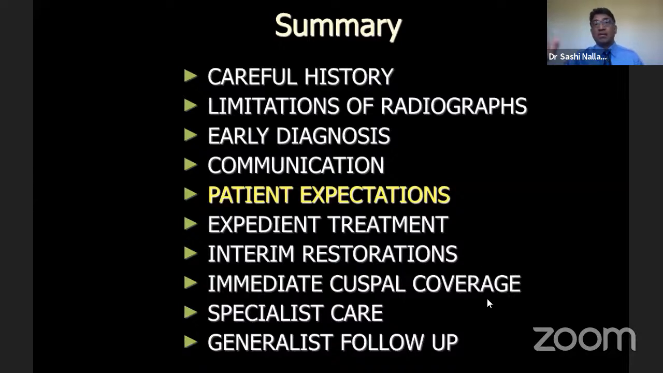I tell patients, if I do a root canal treatment, within a week or 2 weeks you're going to get a crown on it. And if you're not promising me that, then I cannot promise this tooth will last. That's very, very important in the initial conversation.